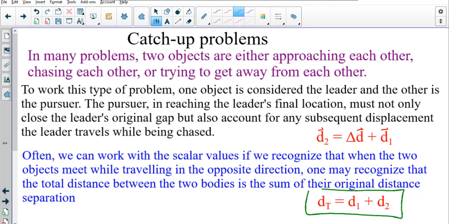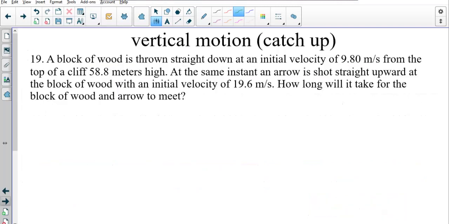Typically, for a lot of problems, I find dumping vectors tends to make it a little bit easier, and you just figure out what their overall distances are. And I'll show you what that looks like in this next problem. So I'm going to use question number 19 as my example problem.